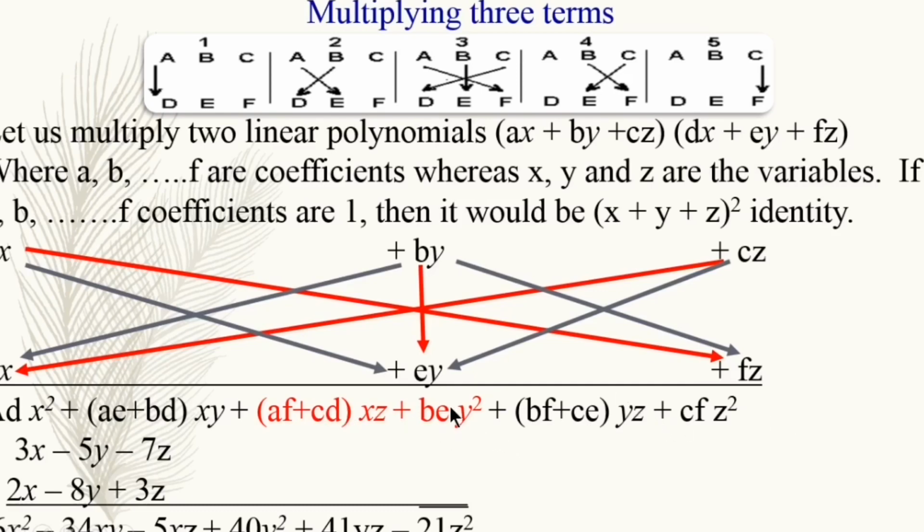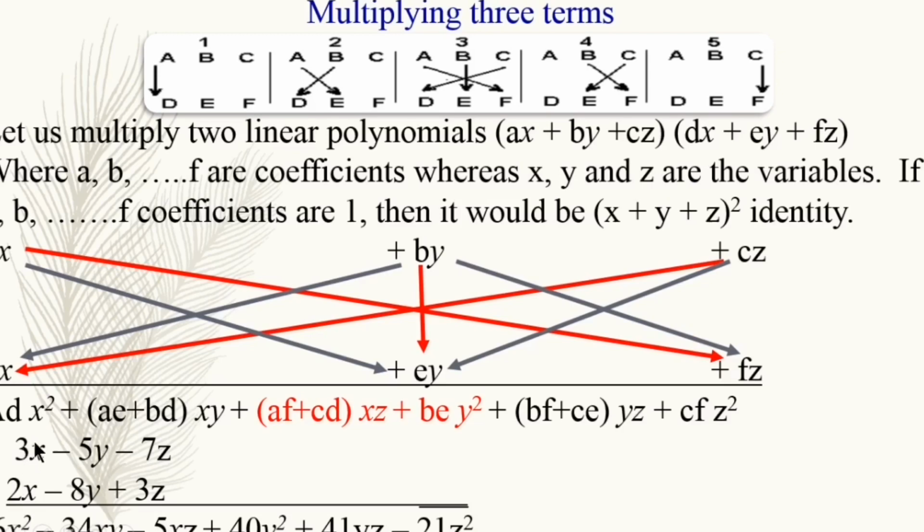But here there will be a difference, because in these three values the two will have to be added or subtracted, and the third one, which is having a different power of variable, and the variables also, that has to be kept separate. Let's see how we do it in a real-time example. So let's multiply 3x minus 5y minus 7z with 2x minus 8y plus 3z.